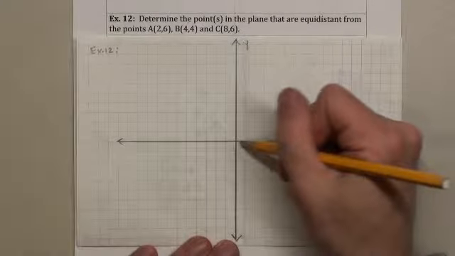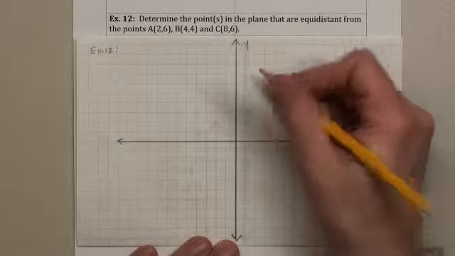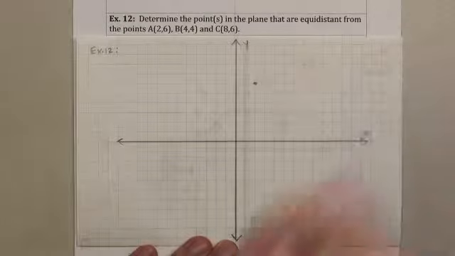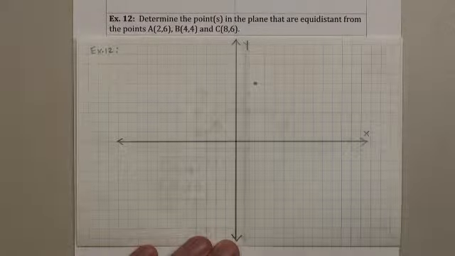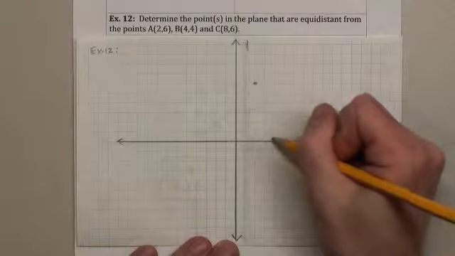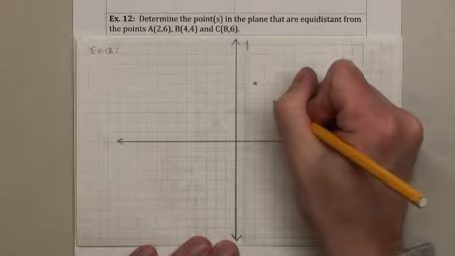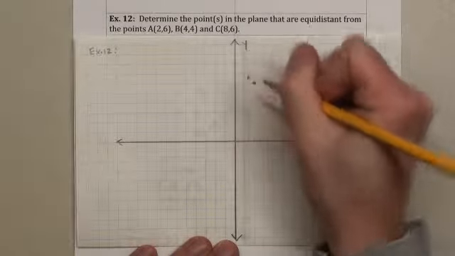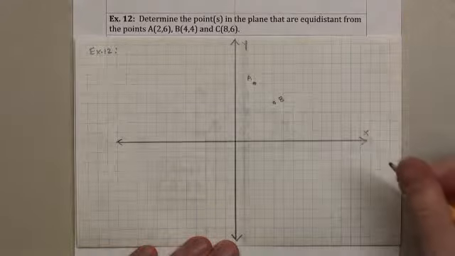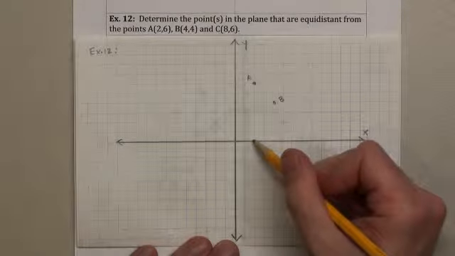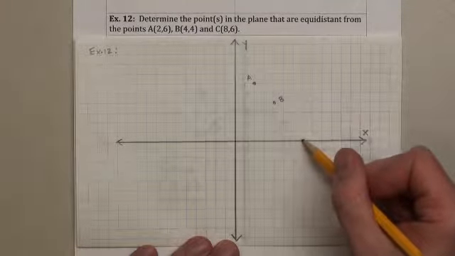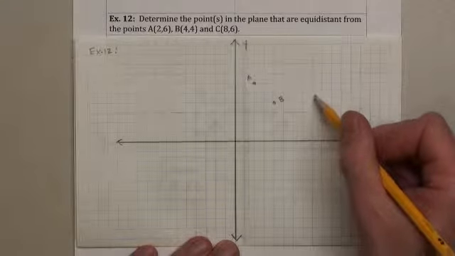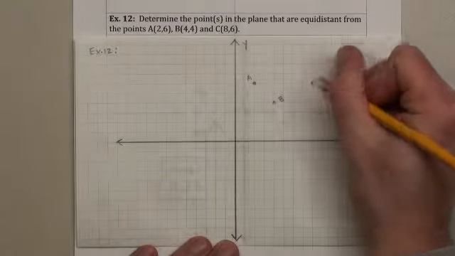2, 6. That's point A. Then we have 4, 4. So this was A. This is B. C is 8, 6.